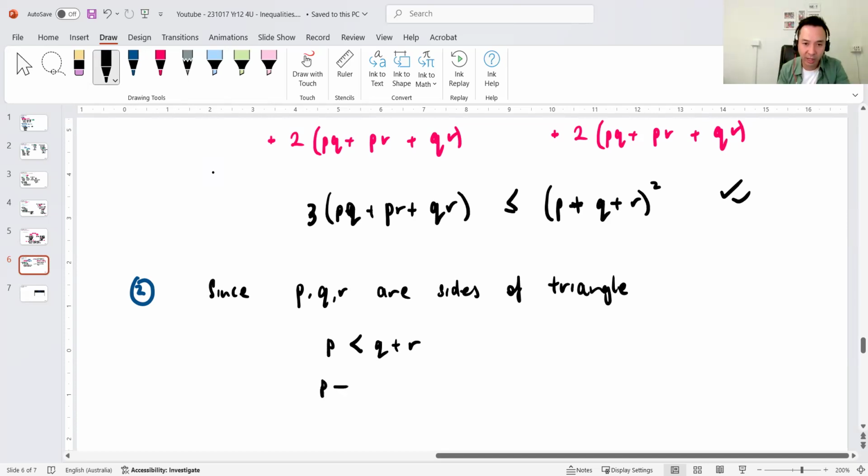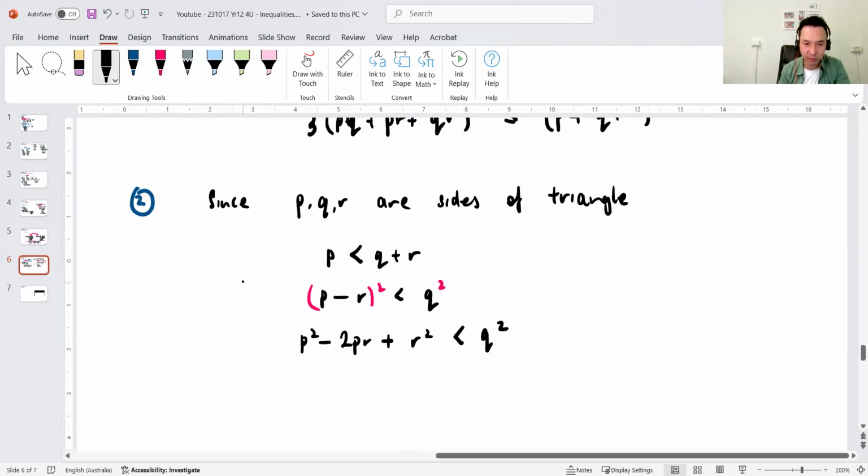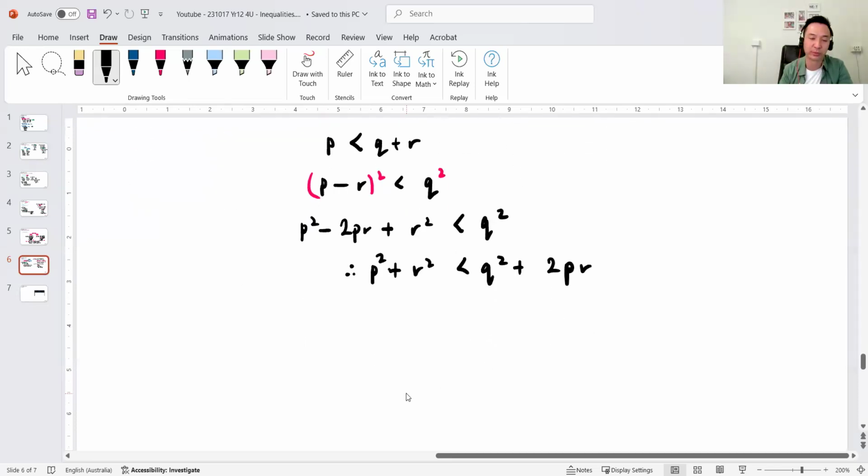So move the R over and then square both sides. Yeah, square both sides. And then I'll just, not that I need to, but I'm just going to move the 2PR back to the other side. Therefore, that squared plus that squared is less than Q squared plus 2PR. All right, that's nice. Guys, similarly, I'm just going to do the 3 combinations of this, right?